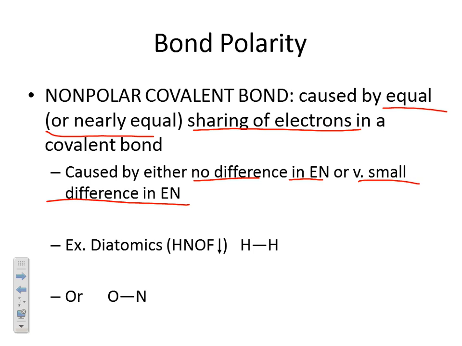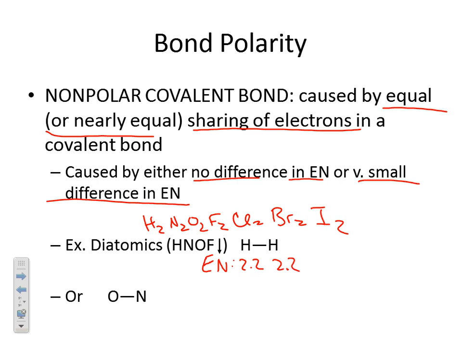As an example, all of our diatomics: H2, N2, O2, F2, and then also Cl2, Br2, I2. If you consider this bond between two hydrogens, the electronegativity is 2.2 for hydrogen, and also 2.2 for the other hydrogen. So subtract 2.2 minus 2.2. What do you get as a delta EN? 0. That is nonpolar because there's no difference. They're each equally good at hogging the electron. In this case of hydrogen, they're both kind of bad at hogging the electron, but there's no difference in pull.